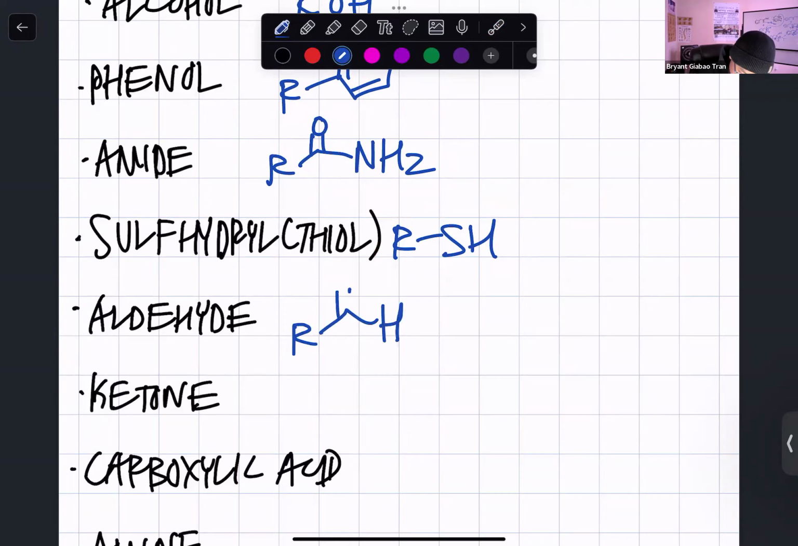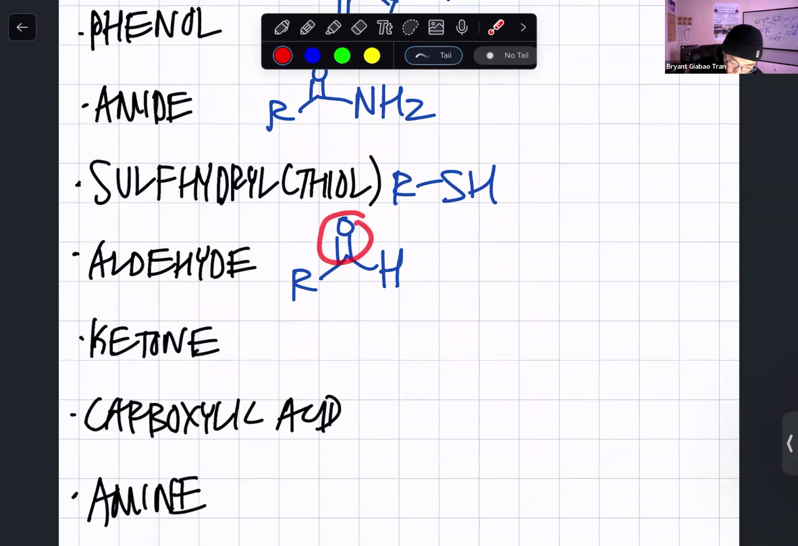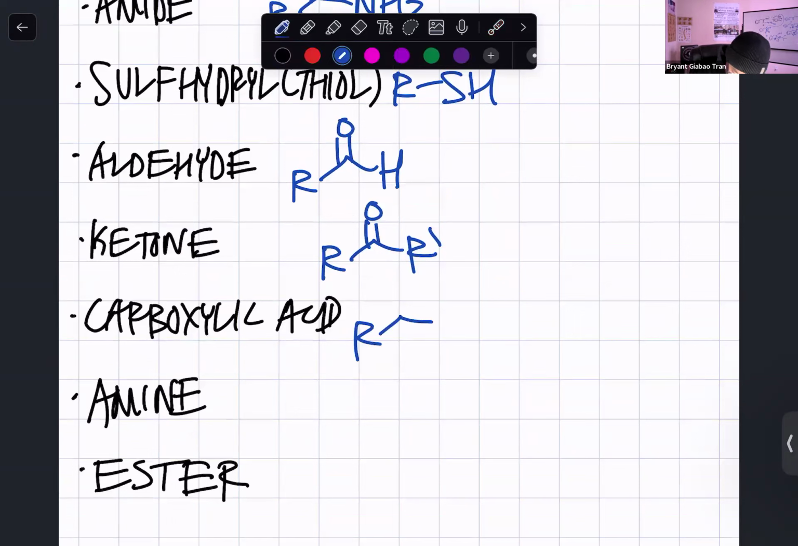An aldehyde is going to be a carbonyl attached to a hydrogen. A way that you can remember this is that an aldehyde is a hydrogen hiding next to the carbonyl. A ketone is going to be a carbonyl next to random hydrocarbon chains. You could think of it as like a key in the middle, right? Carboxylic acid is going to be a carbonyl adjacent to a hydroxy group, an alcohol, right? If that carbonyl was not there, this would be considered an alcohol. But because the carbonyl is right next to the alcohol, we consider that a carboxylic acid.